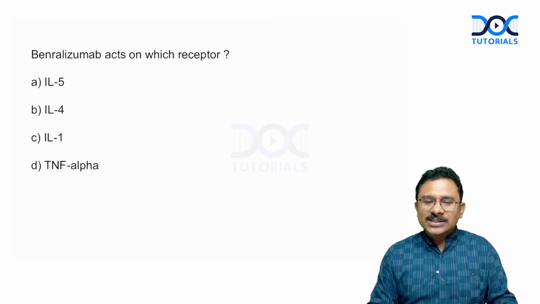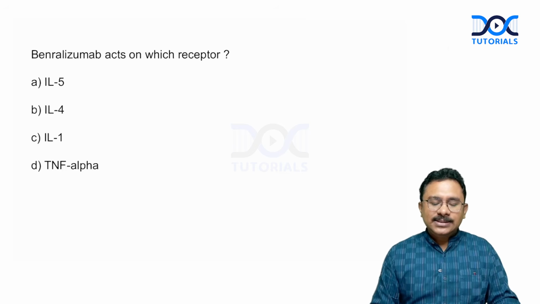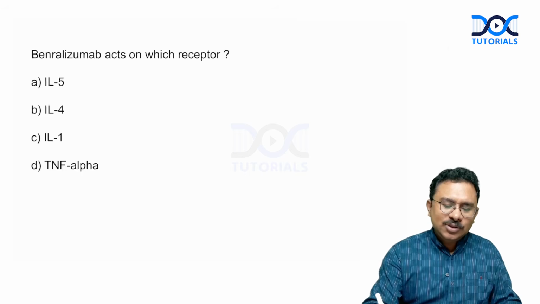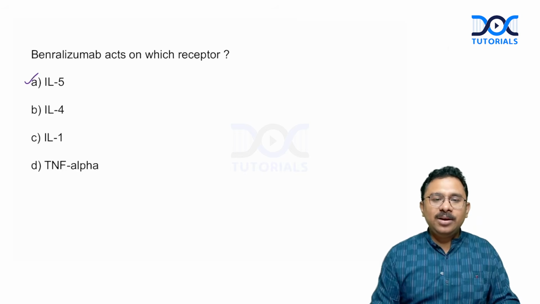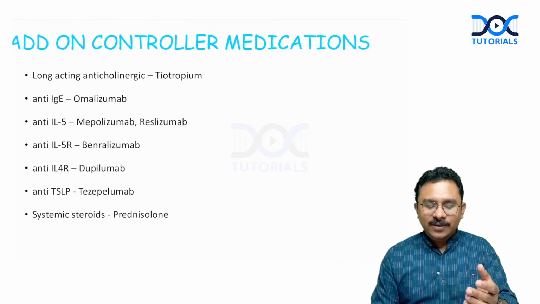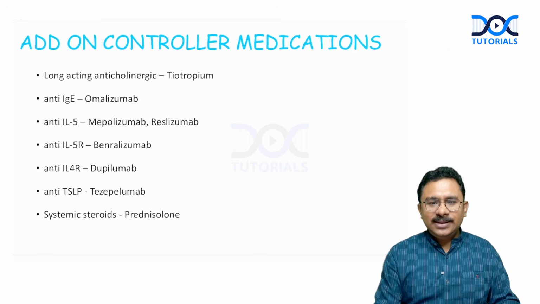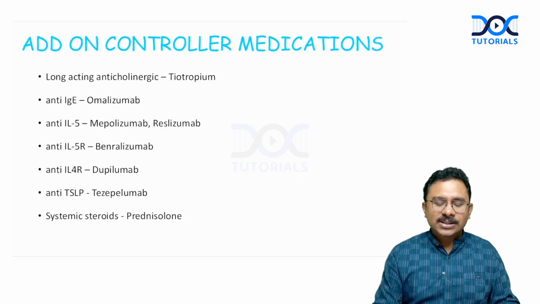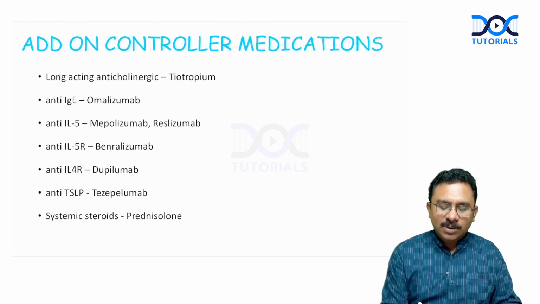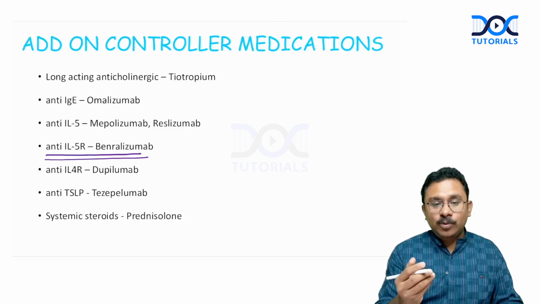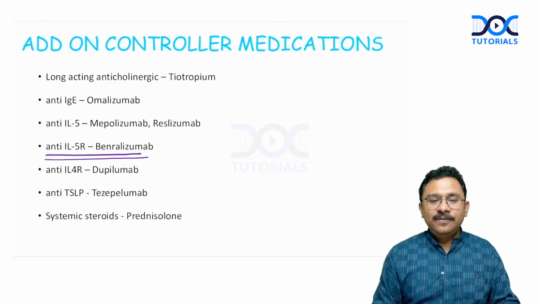Coming to another question, which is again something that we discussed in the class, about the mechanism of action of benralizumab. Benralizumab is acting on interleukin 5. To be more specific, it is acting on the interleukin 5 receptor. You can see this is from my lecture on the various add-on controller medications used in bronchial asthma, and benralizumab is acting on the interleukin 5 receptor.